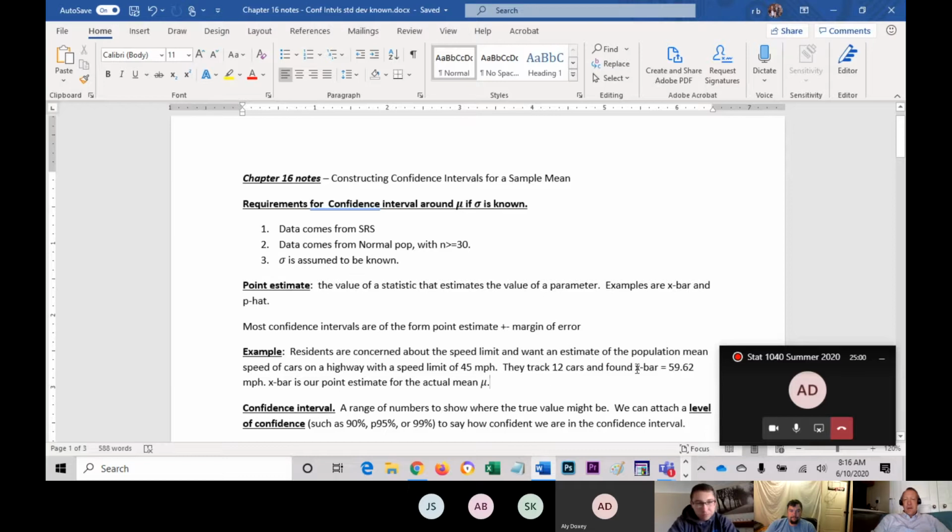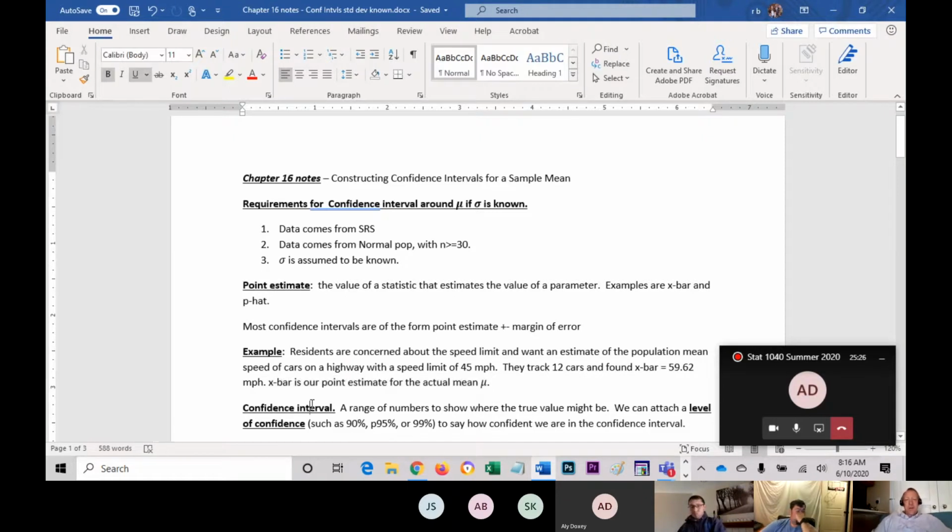Anyway, the idea here, I just want to point out, X bar: you're using the sample of 12 cars in your case. We're trying to estimate the speed of all cars. And so X bar is our point estimate for mu. I just want to point that out.